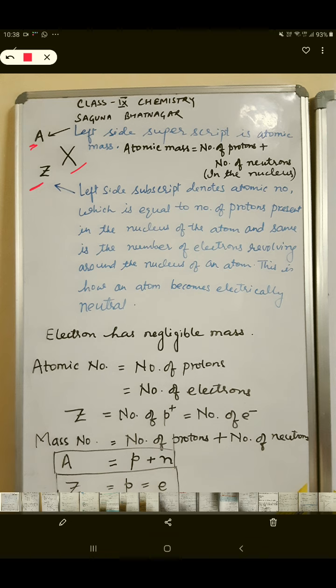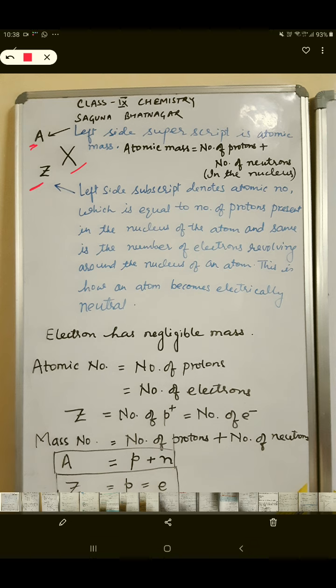A is what? A is actually atomic mass, mass of an atom, which is number of protons plus number of neutrons present in an atom. Students, you must be thinking that the mass of an atom should be given by summing up the entire number of protons, neutrons, electrons, but electrons have negligible mass. So mass of electron is not taken over here, not considered.